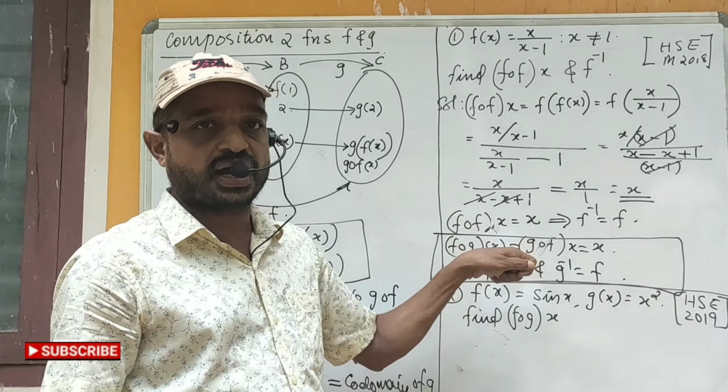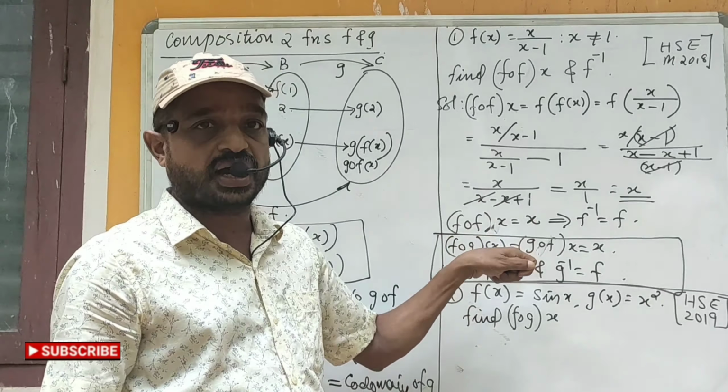This is also a board examination question in the year 2019. f of x is equal to sin x and g of x is equal to x square. You are required to find out f composition g of x. So, how will you find out f composition g of x? f composition g of x is f of g of x. That is f of, substitute for g of x. What is g of x? x square. f of x square.